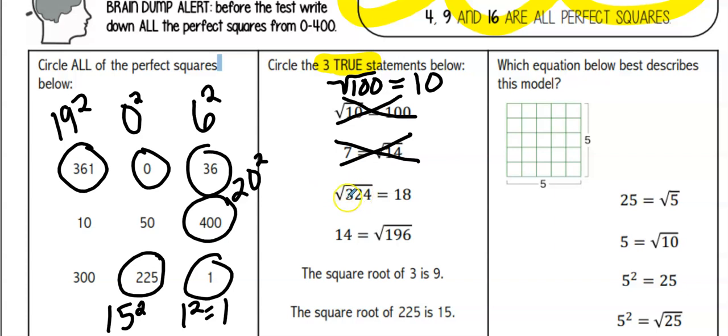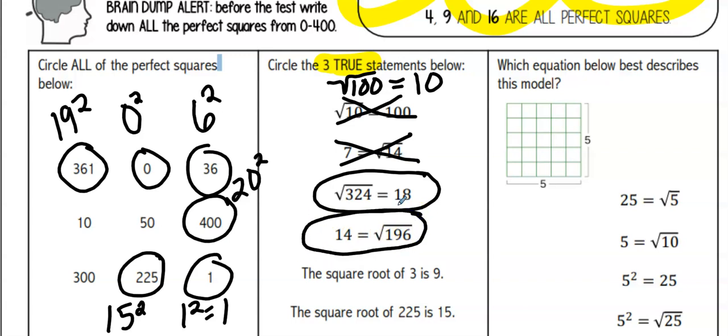That's not true. 7 is equal to the square root of 49. The third one, the square root of 324 is equal to 18. That is true because 18 squared is 324. And then 14 is equal to the square root of 196. That is also true. Let's look at this next one. The square root of 3 is 9. So let's think about that. If we wrote that, we would say the square root of 3 is equal to 9. All right, that's not true. The square root of 3 is not 9. The square root of 9 is 3.